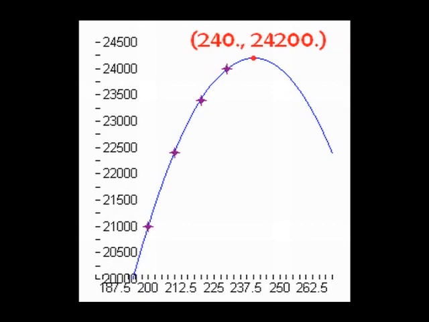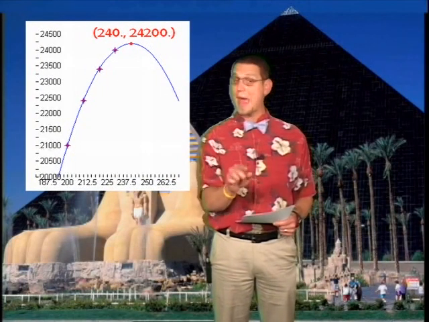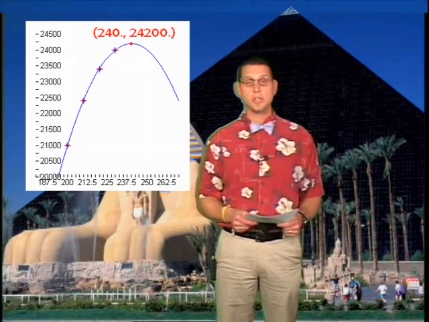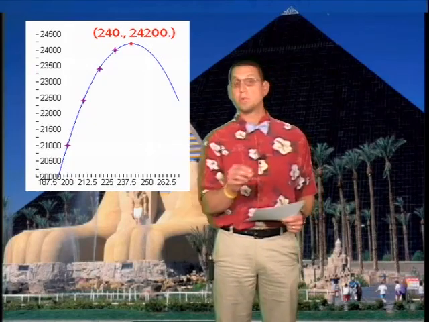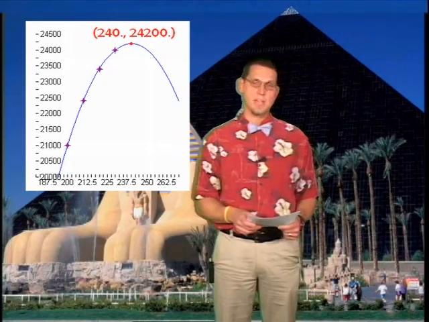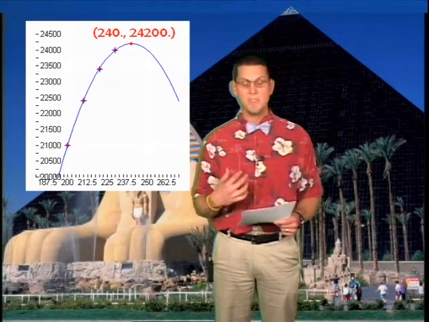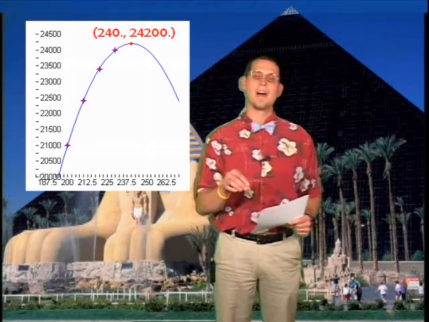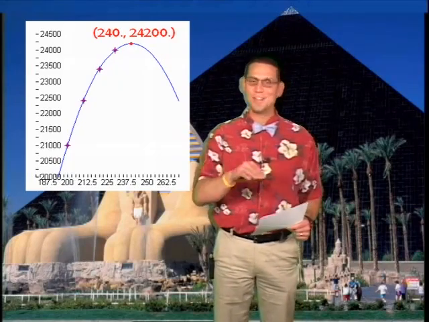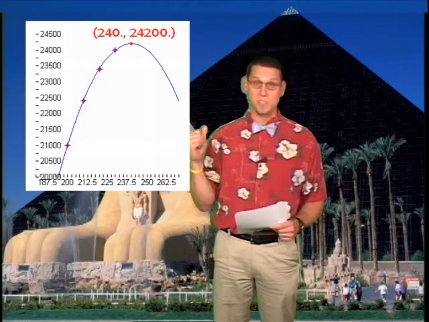24,200. What that means is the hotel manager, to maximize his revenues, should charge $240 per night per room, and that will maximize his revenue, allowing him to bring in $24,200 per night. And that doesn't include slot machines. That's just the rooms themselves.